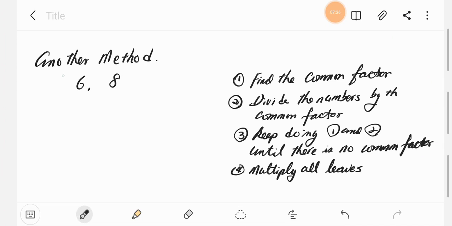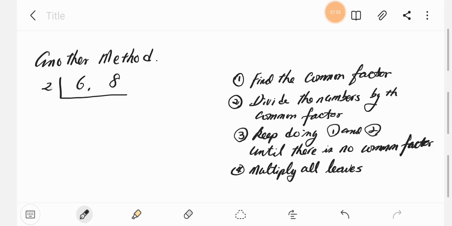And I'm going to draw a little mark like this, an L symbol like this. And find the common factor of these two numbers. So in this case, 2 can divide 6 and 8. So 2 is a common factor. So we're going to divide this 6 and 8 by 2.